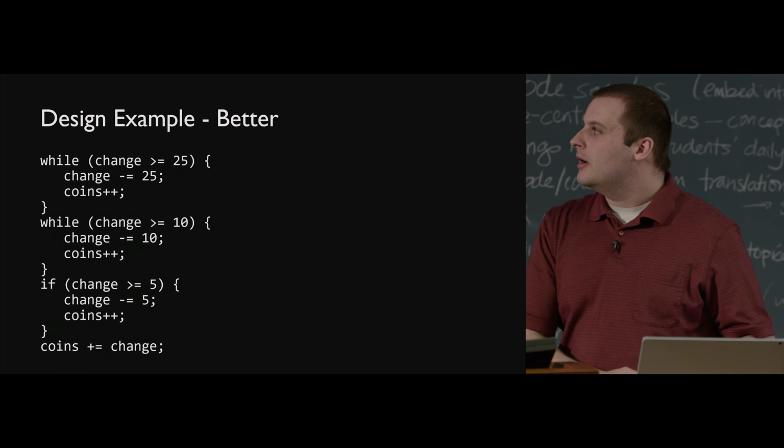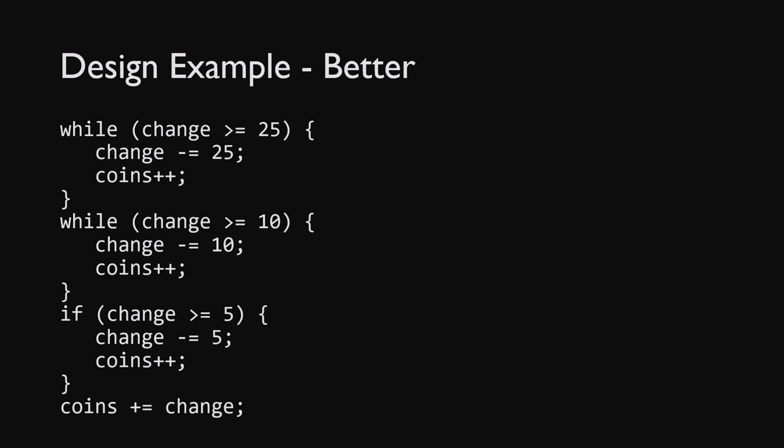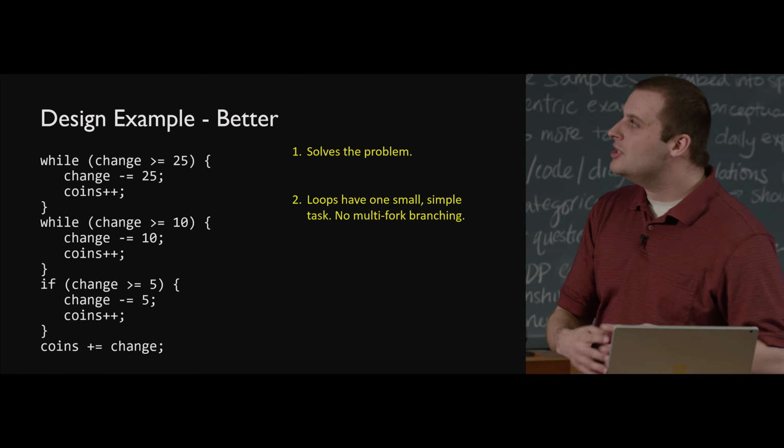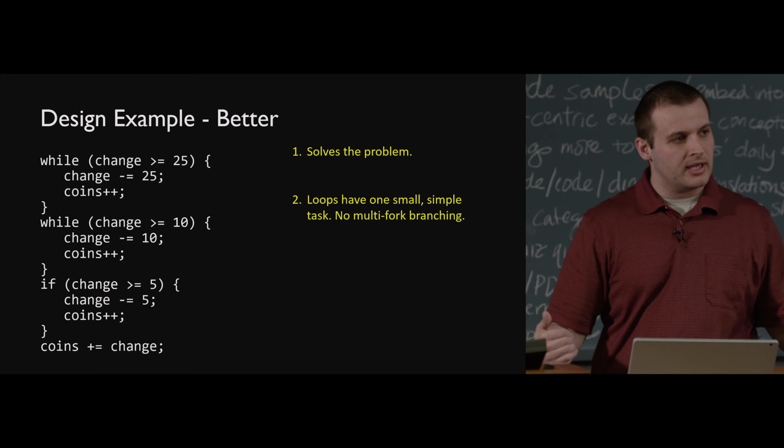So here's an example of a better design, in my opinion. And again, your opinion may differ, because this one, instead of having 1 loop, has 2 loops. So maybe that's not immediately what comes to mind as a better design. Well, it still solves the problem, but now each of the loops has 1 task. I don't have to consider many different pathways through my code.